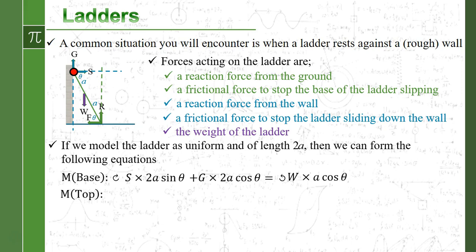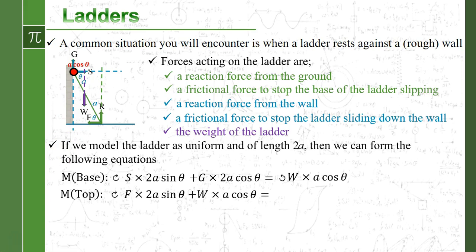If we apply the same principles and now consider the moments around the top of the ladder, let's see what we've got going on clockwise. The ones we need to look at here are F and W. So we've got F times 2a sine theta, because what we want is the line of the force is here. If we're looking at that angle there, we've got 2a sine theta, because that's the opposite side to it. And then we've also got W, and I've extended this so we've got the line of the force of W. If we're looking at this triangle at the top, that is going to be a cos theta. So there are the clockwise moments.